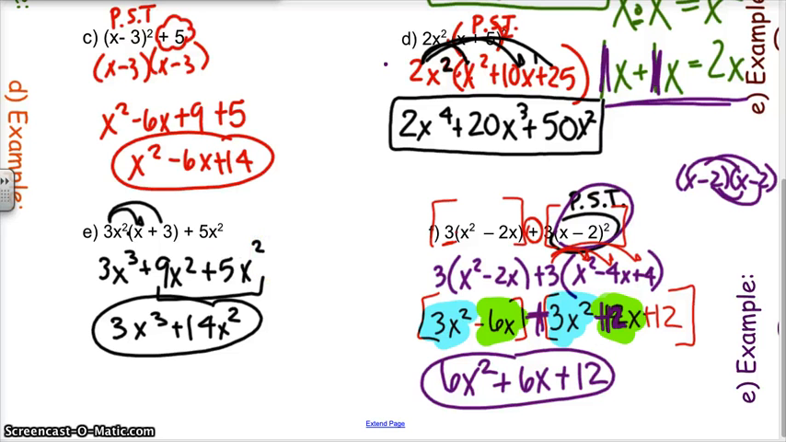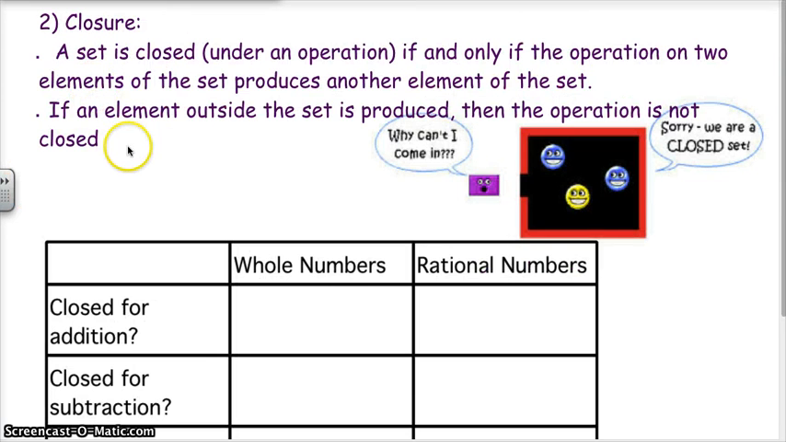My next slide. All right, closure. Closure is kind of a weird concept to get your head wrapped around. It says, closure: a set is closed under an operation, meaning addition, subtraction, multiplication, division, if and only if the operation on 2 elements of the set produces another element of the set. Holy moly. I'm going to keep reading. If an element outside the set is produced, the operation is not closed.